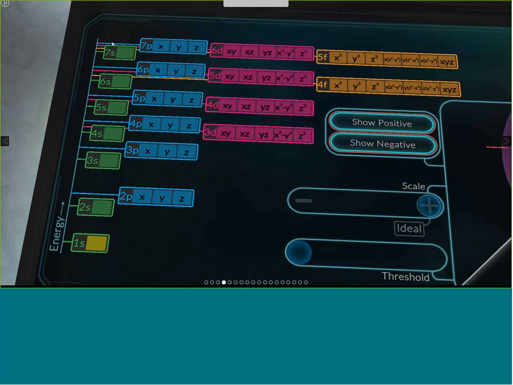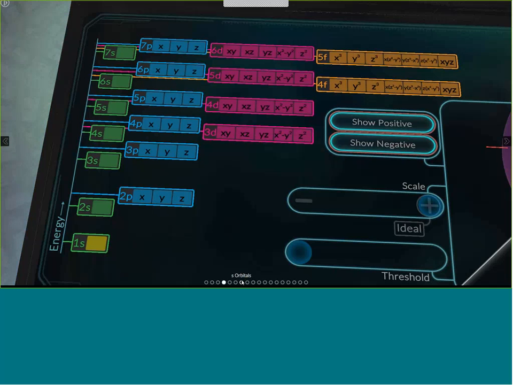So that's why the s block is 2 wide: because there's 1 s orbital in each period. There are 3 p orbitals in periods 2 and above, and that's 6 elements wide. There are 5 d orbitals, which are 10 elements wide, and 7 f orbitals, which are 14 elements wide.